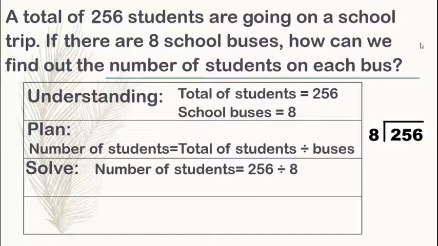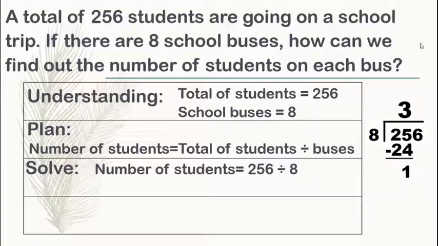256 divided by 8. So 2 cannot be divided by 8, so we add 5. The dividend that we need to divide by 8 is 25. 25 divided by 8 is equivalent to 3. So 3 times 8 is 24. Now we need to subtract. 25 minus 24 is equal to 1.